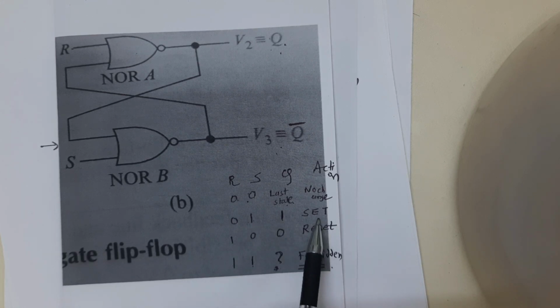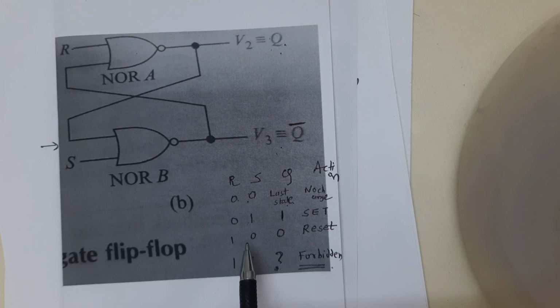That means the action is to set the flip-flop, and it switches to the stable state where Q is equal to 1. Now the third condition is 1, 0. The third input condition is R is equal to 1 and S is equal to 0. This condition forces the output of NOR gate A low, and since both the inputs to NOR gate B are now low, the output must be high.